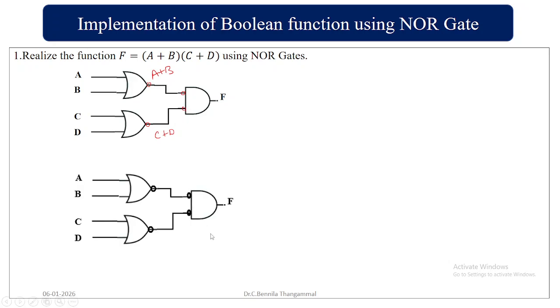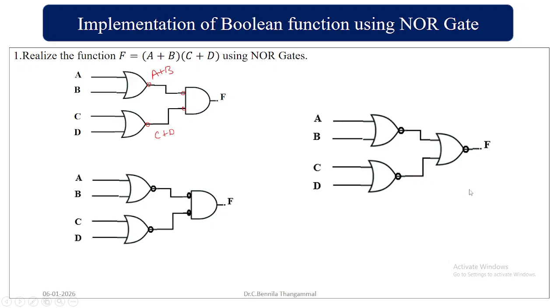And then the third thing is I have to convert your AND gate into NOR. So AND gate to NOR is nothing but inverted AND will be your NOR gate. So here only one AND gate is there, and both inputs are inverted already. So automatically I can convert it into a NOR gate. So now this entire logic diagram has only NOR gates. So this is how you have to implement your Boolean function using your NOR gate.